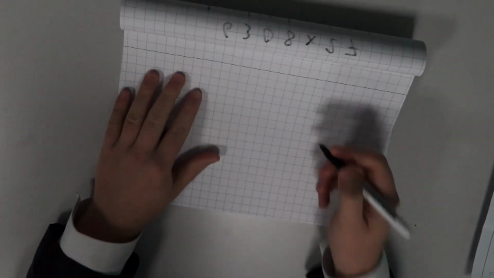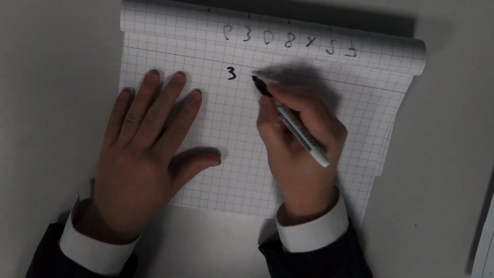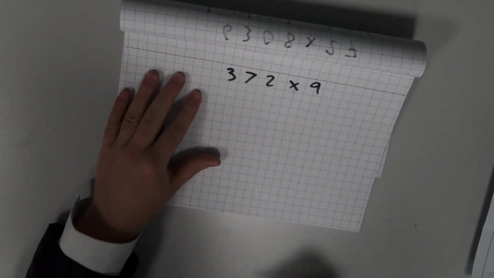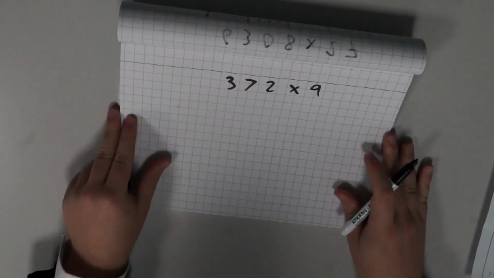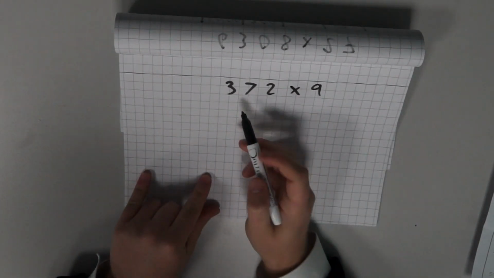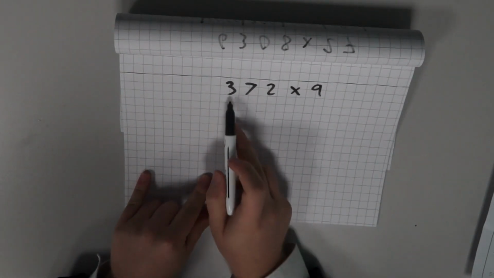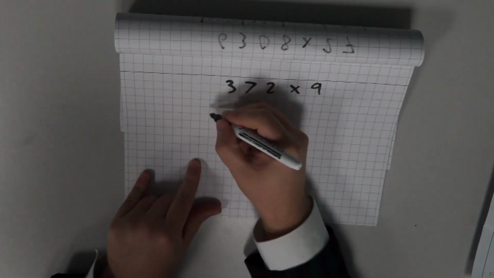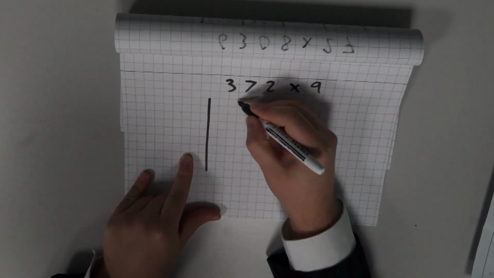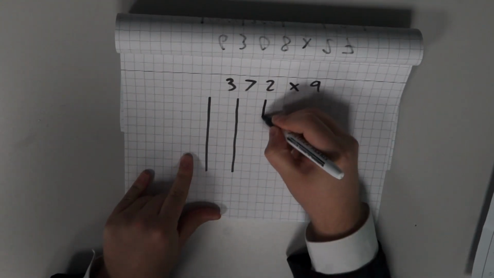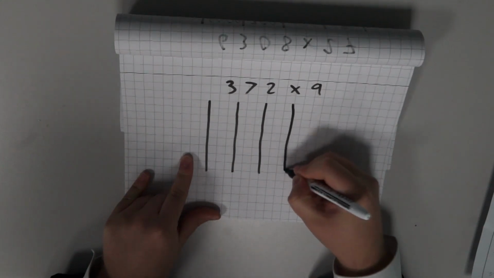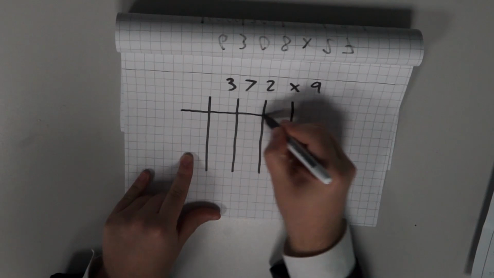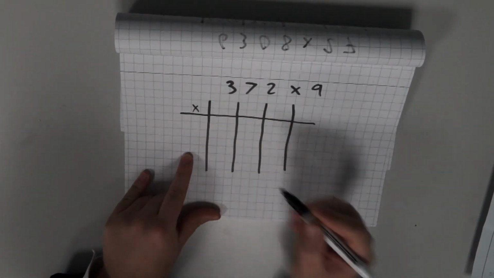Okay, so my first example I'm going to show you is 372 multiplied by 9. So I'm using my grid method. For my columns going across, I need a column for 300, a column for 70, and a column for 2. So I'm going to start drawing my grid. One column for 300, 70, and 2. And then rows going down, I only need 1 because I've only got 9. So just do that, and I can fill these in.